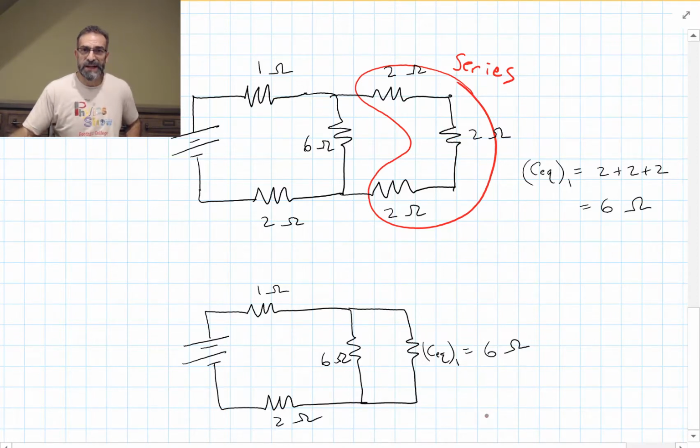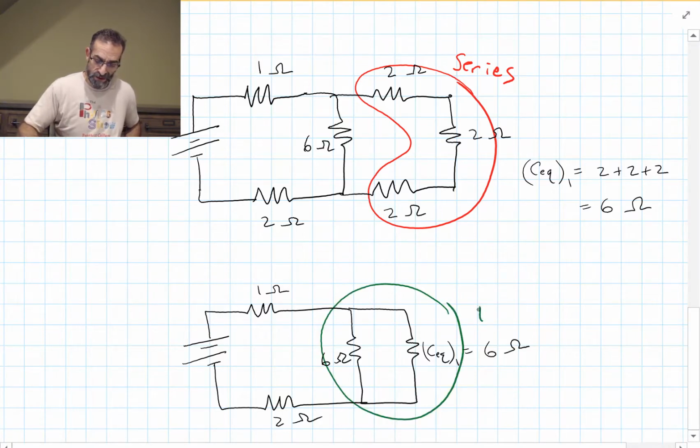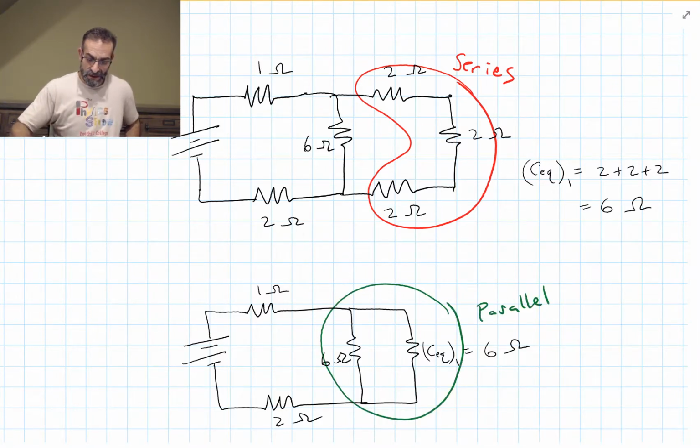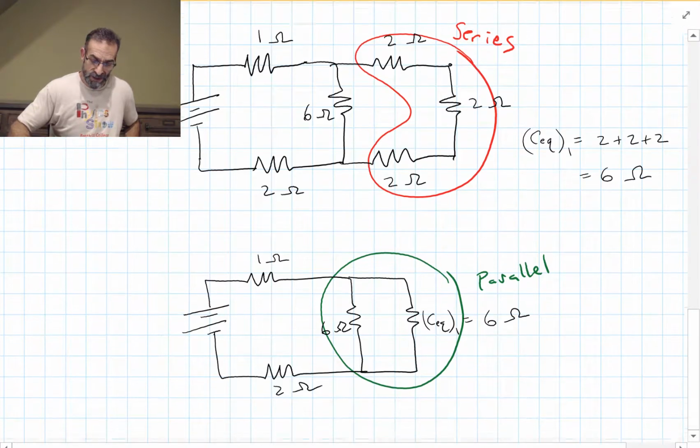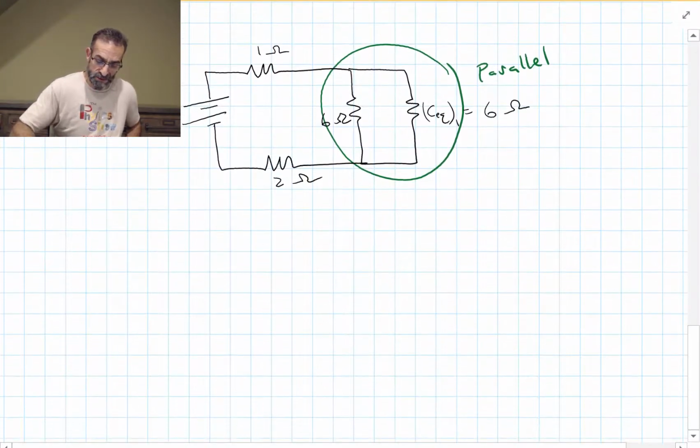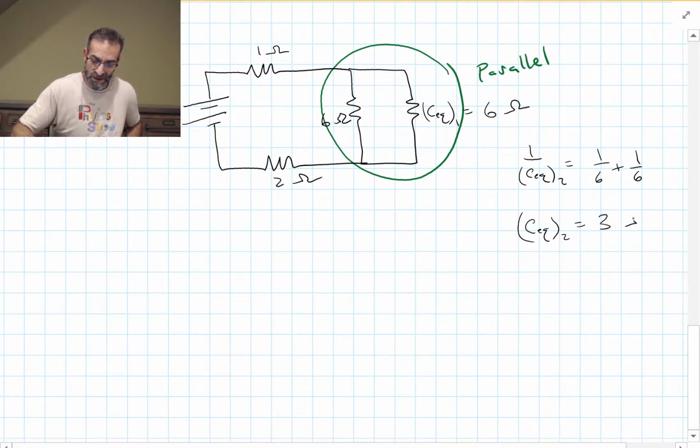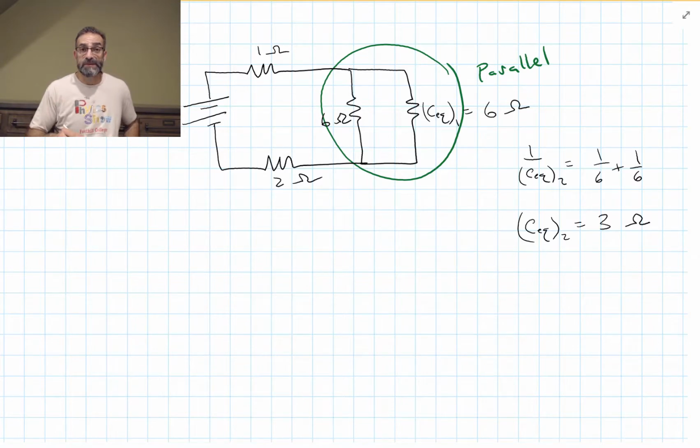Now, what do you spot next? Well, these 2 are in parallel. So for parallel resistors, I can use my rules for resistors in parallel, and I come up with 1 over R equivalent 2 equals 1 over 6 plus 1 over 6. I get R equivalent 2 is 3 ohms. So I can replace those 2 resistors, those 2 6 ohm resistors, with a single 3 ohm resistor.